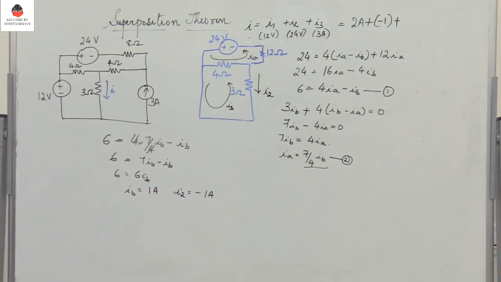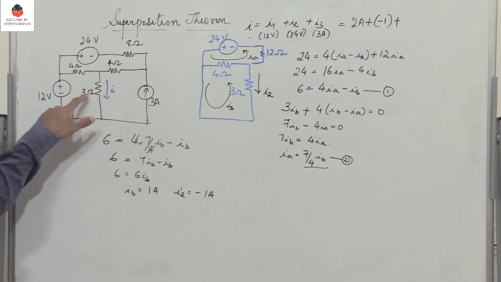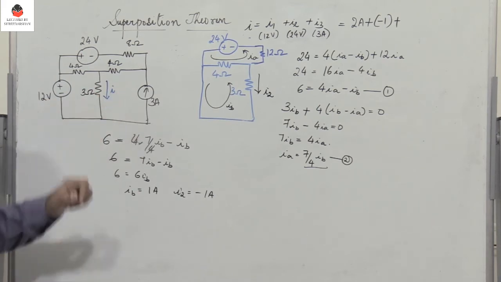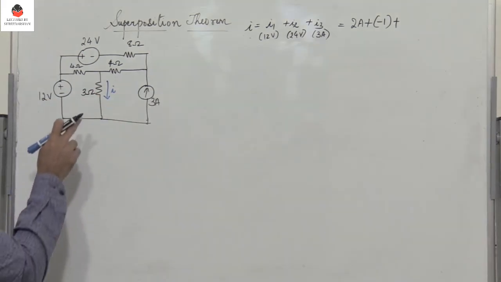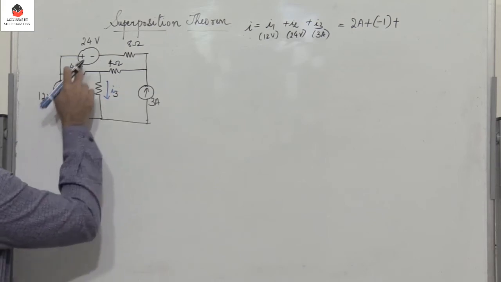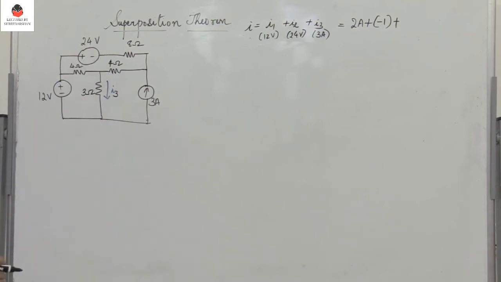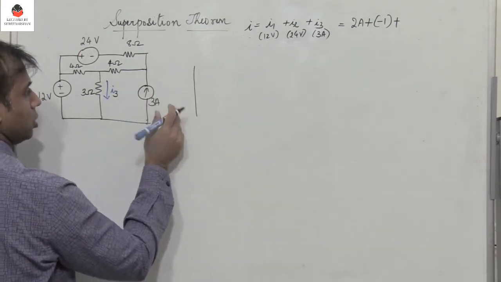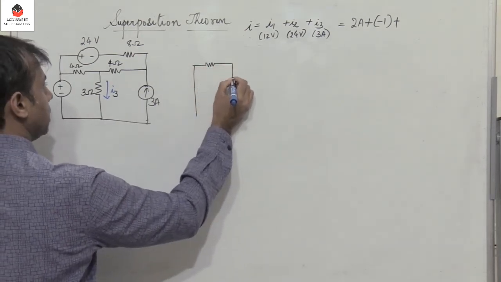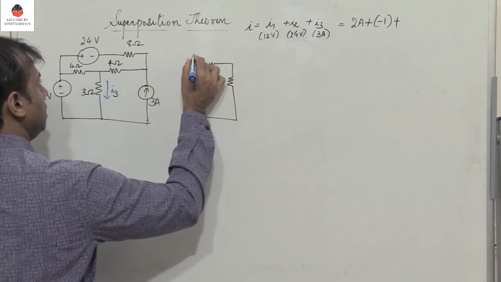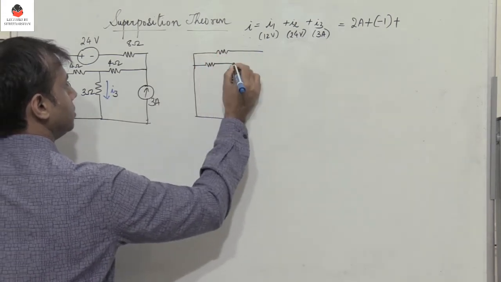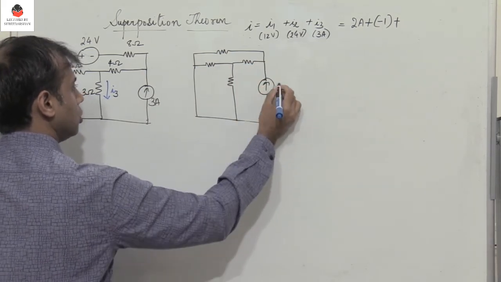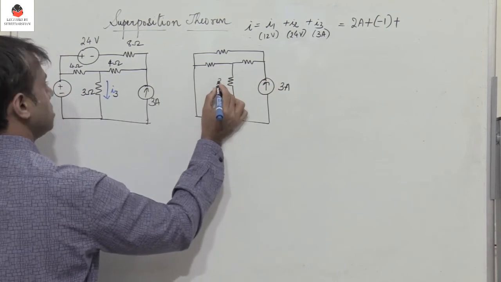plus. Now I need to find the current through 3 ohms due to this source, due to the current source 3 amperes. To find the current I3, we have to short both the 12 volts and the 24 volts voltage source. So I replace it by a short circuit. You have 4 ohms and then 3 and then again 8, 4, and here you have a current source 3 amperes. So this is 3 ohms.